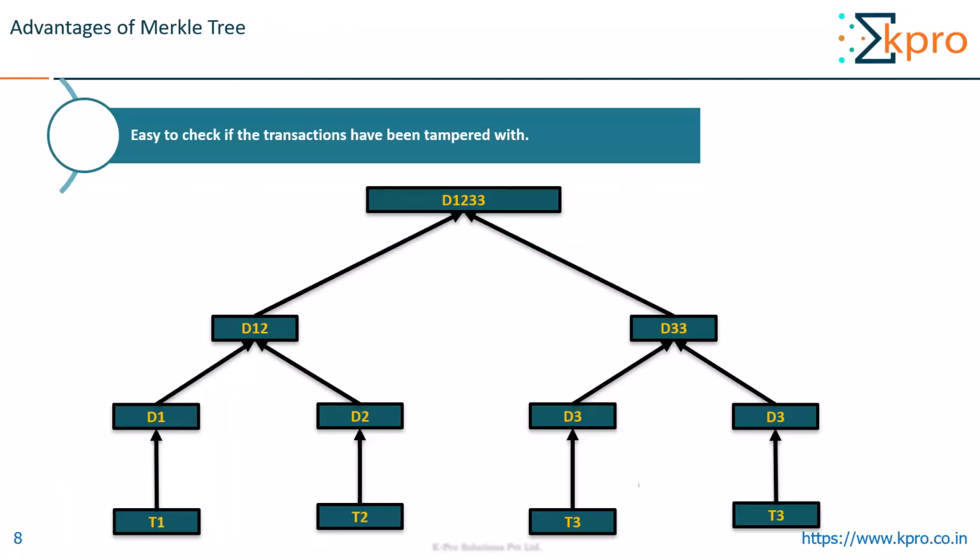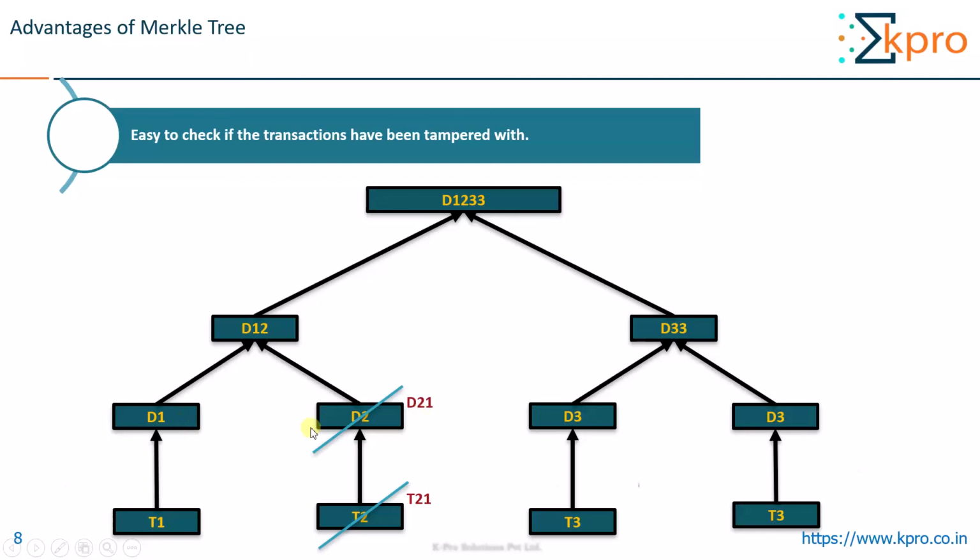So one of the advantages of the Merkle tree is that it is very easy to check if the transactions have been tampered with or not. Now let me try to make you understand with the help of this diagram. So let us consider that this T2 transaction is tampered with and is changed to T21. Now on our previous slides we saw that even if we make a very small change in the input data, the output hash is completely different. So since this transaction is changed to something else, its corresponding hash will also change. So I'm considering that it is changed from D2 to D21.